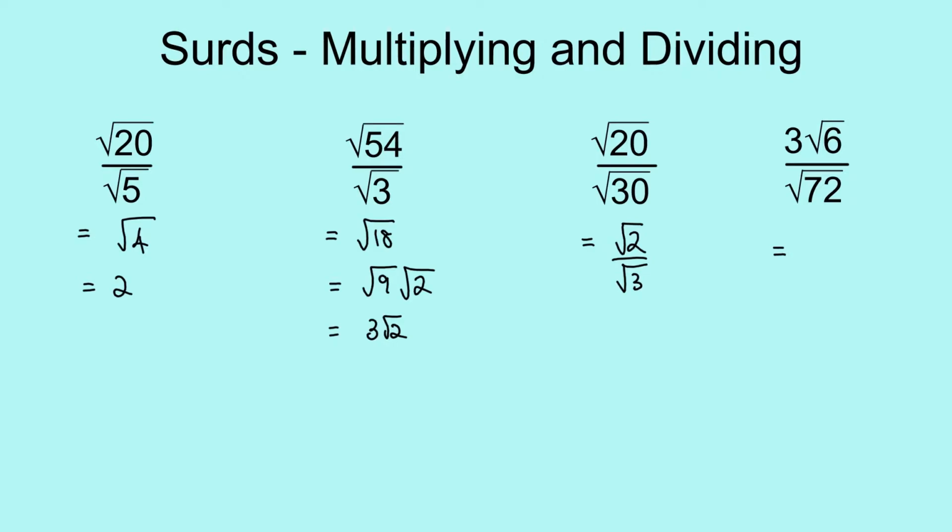And the final one here, you'll notice that there's a whole number term here. We're just going to leave that alone for now, and we're going to focus on the square root terms. So we've got the 3 at the beginning. Now 6 and 72 are both in the 6 times table, so we can actually divide them. So that would be 3 root 1 over, and dividing this by 6 would give us 12, so 3 root 1 over 12. So on the top line, square root of 1 is just 1, so it's 3 times 1 is 3.